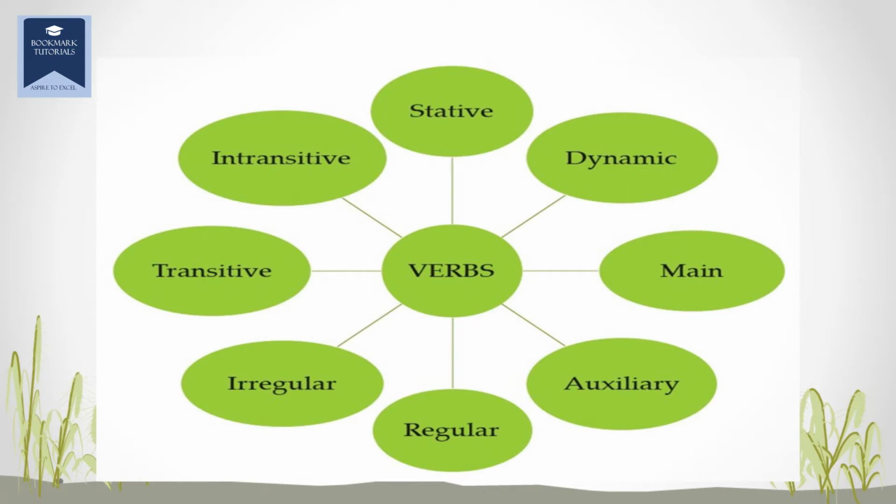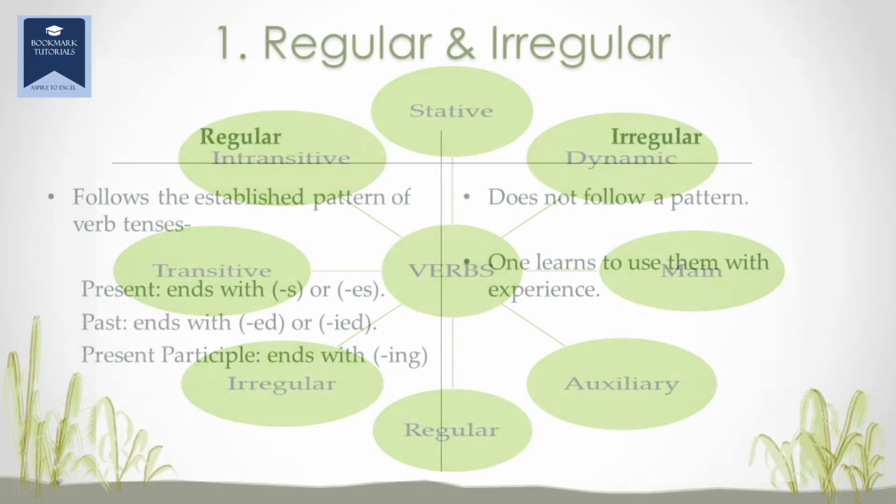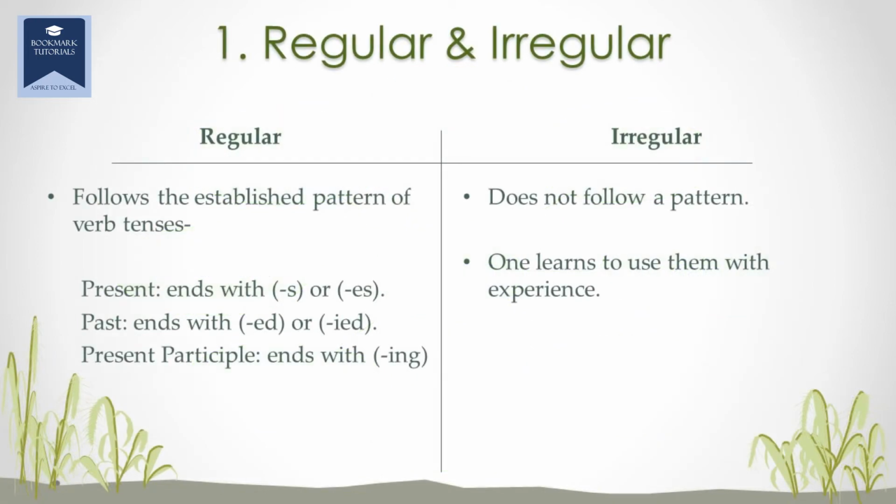We saw that verbs indicate an action that is taking place or a state of being. Based on the type of function they serve, verbs are classified into different categories. They are stative and dynamic, main and auxiliary, regular and irregular, transitive and intransitive. Let's see what these terms mean. Let's start with regular and irregular verbs.